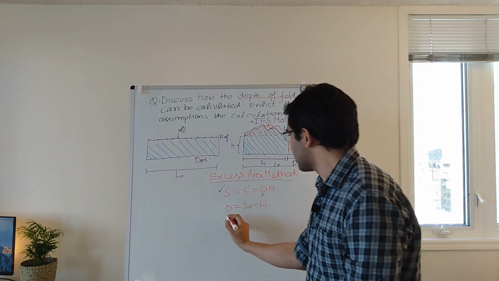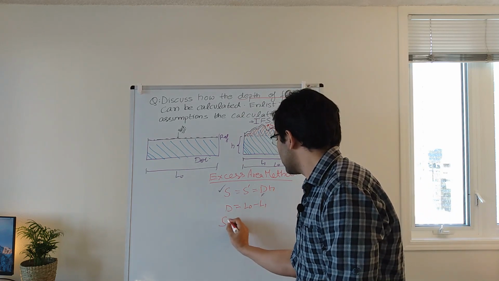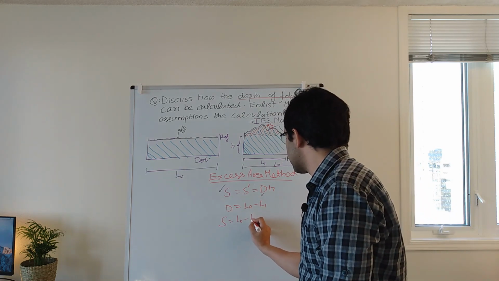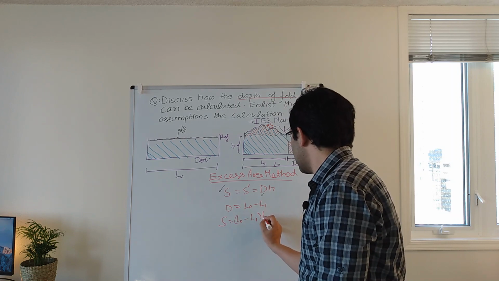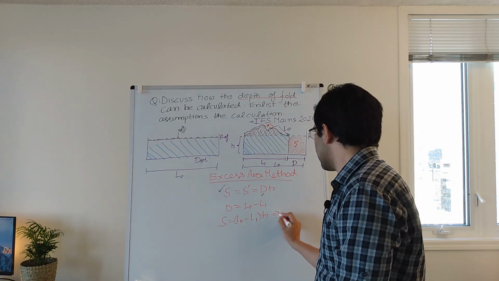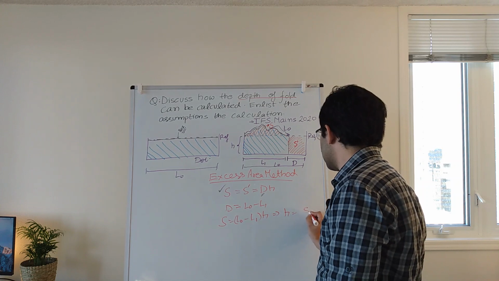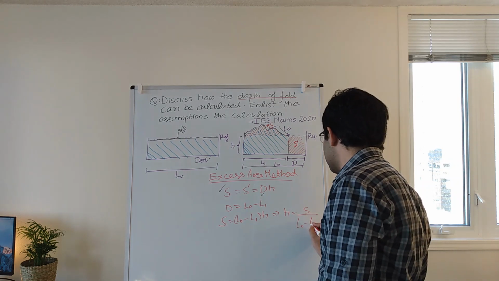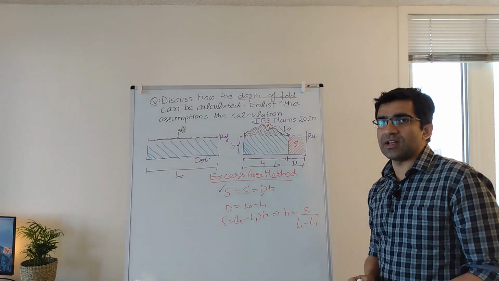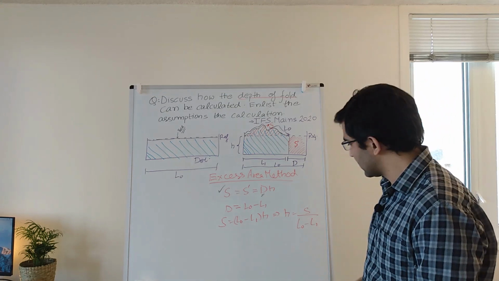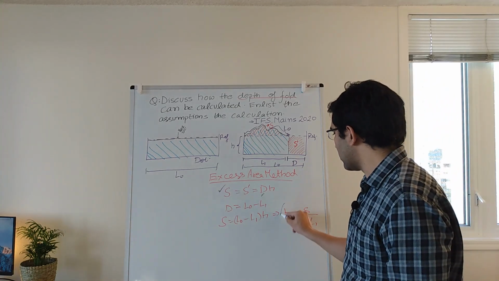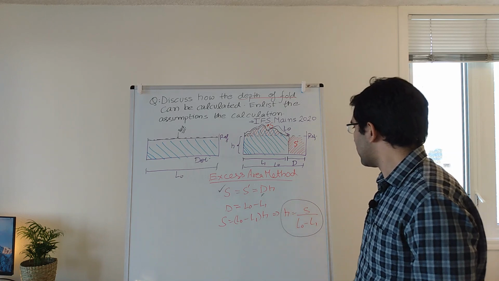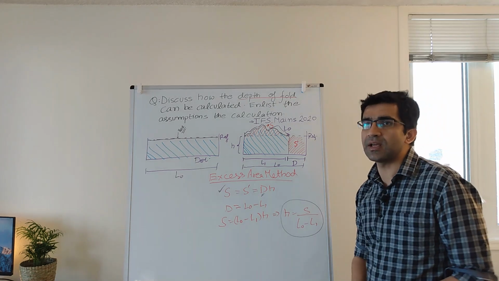Then you substitute D in that equation, you'll get S equals (L0 minus L1) H, which implies that H equals S over (L0 minus L1). And this is your final answer. So it's as simple as that. This is what you'll call depth of the fold, how you determine the depth of a fold. So you use this formula to determine depth of a fold.